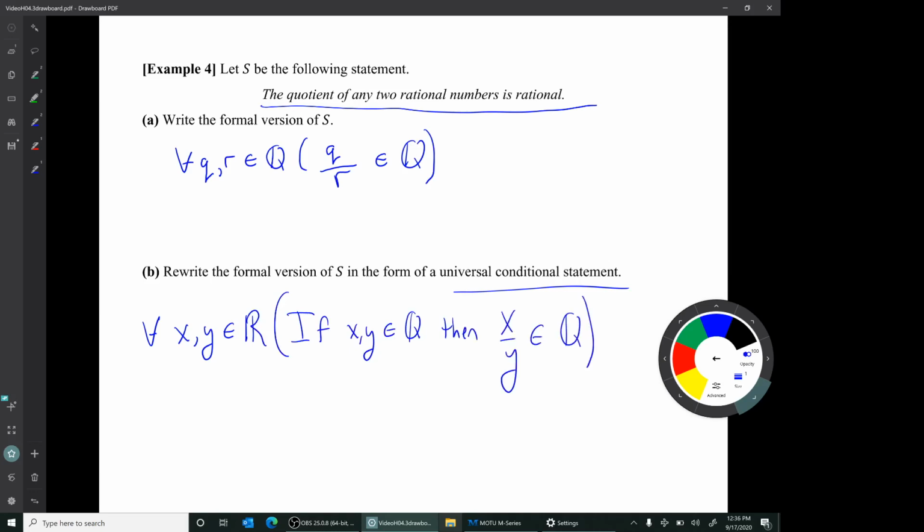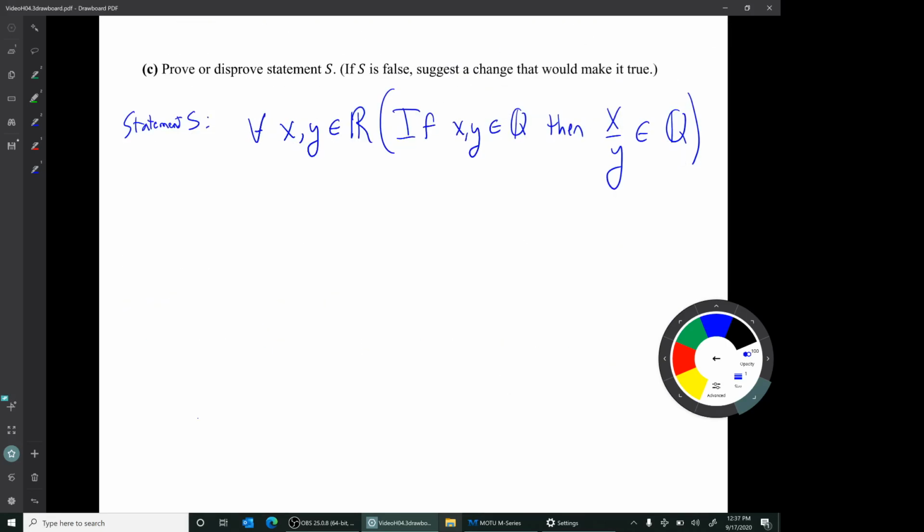Now in the next question, we're going to be asked if this is true or false. So I'm going to put a copy of this on the next page. We'll find it when we scroll down. So here we go. Here's statement S. We have to prove or disprove this. For all real numbers x and y, if x and y are rational, then x over y is rational. Well, let's explore a bit.